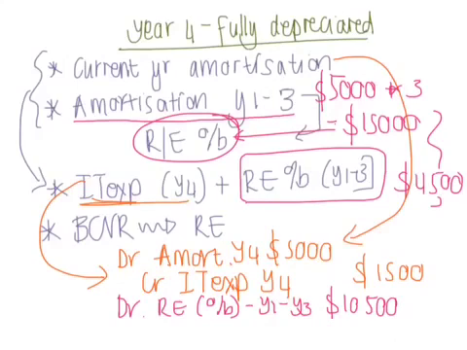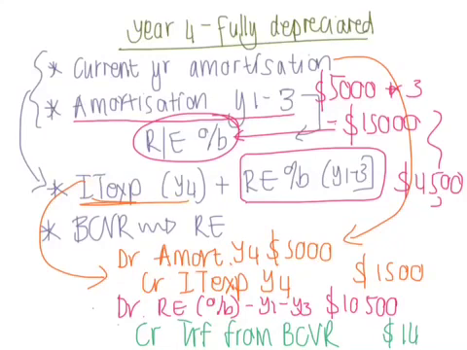The last part to that entry is then, instead of creating the BCVR, to transfer it now from BCVR to retained earnings. The BCVR that we've calculated initially of 14,000. So this is just a neater version of that entry.